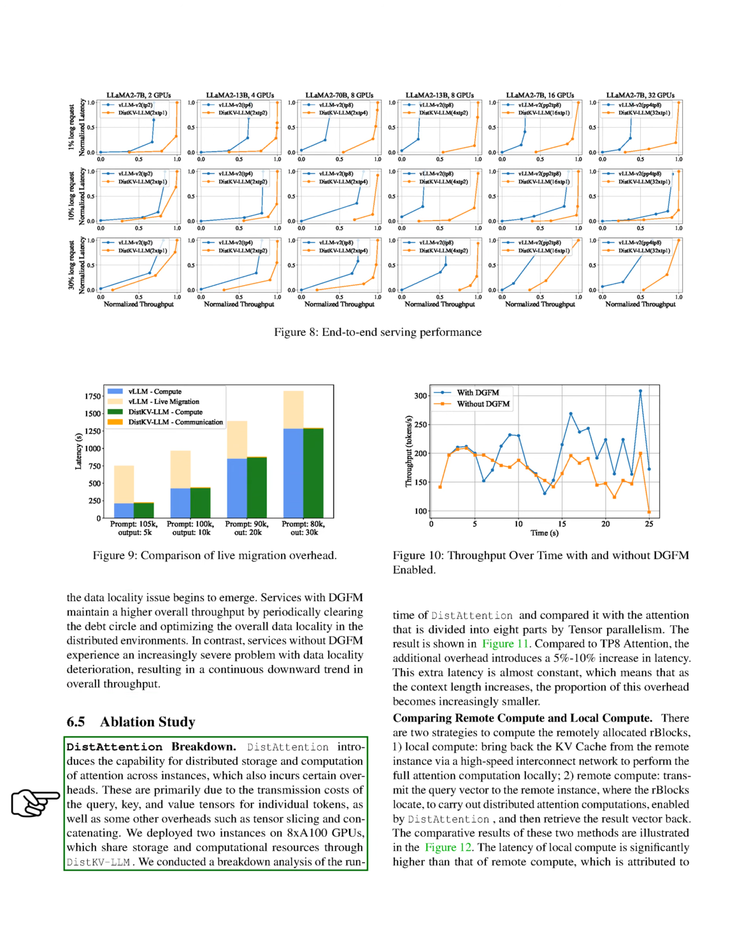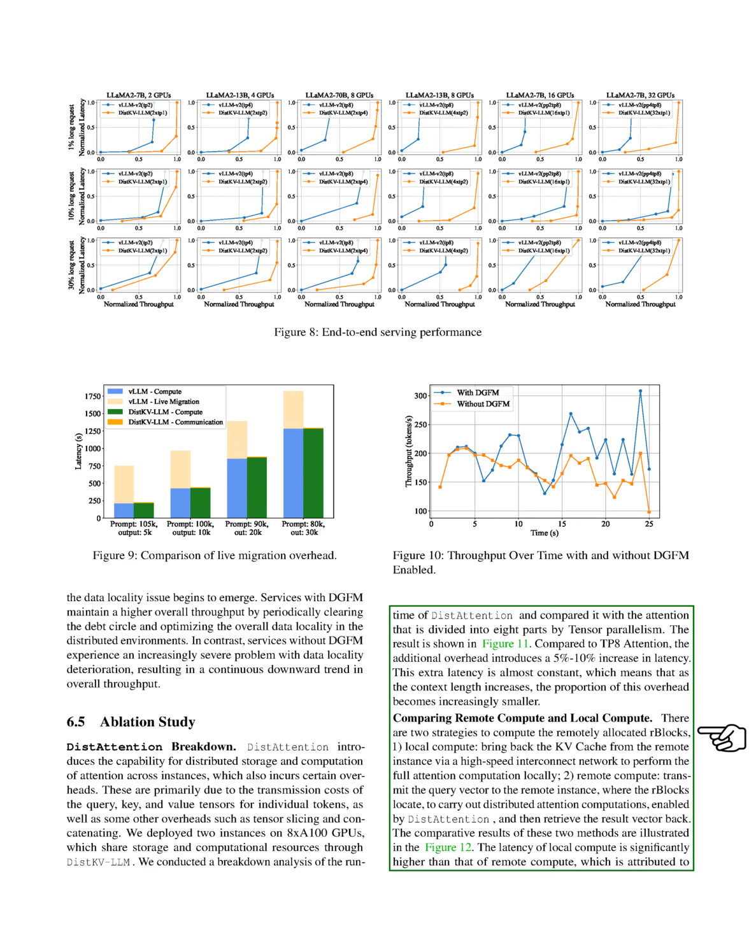DistAttention introduces the capability for distributed storage and computation of attention across instances, which also incurs certain overheads. These are primarily due to the transmission costs of the query, key, and value tensors for individual tokens, as well as some other overheads such as tensor slicing and concatenating. We conducted a breakdown analysis of the runtime of DistAttention and compared it with the attention that is divided into 8 parts by tensor parallelism.